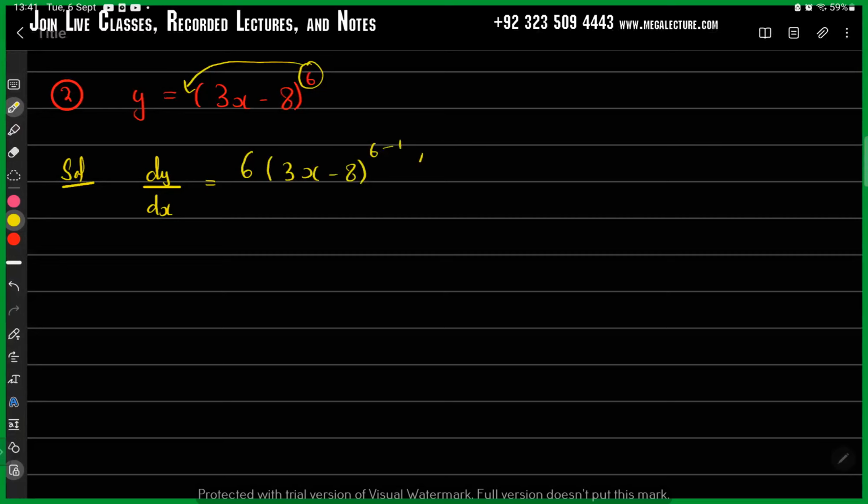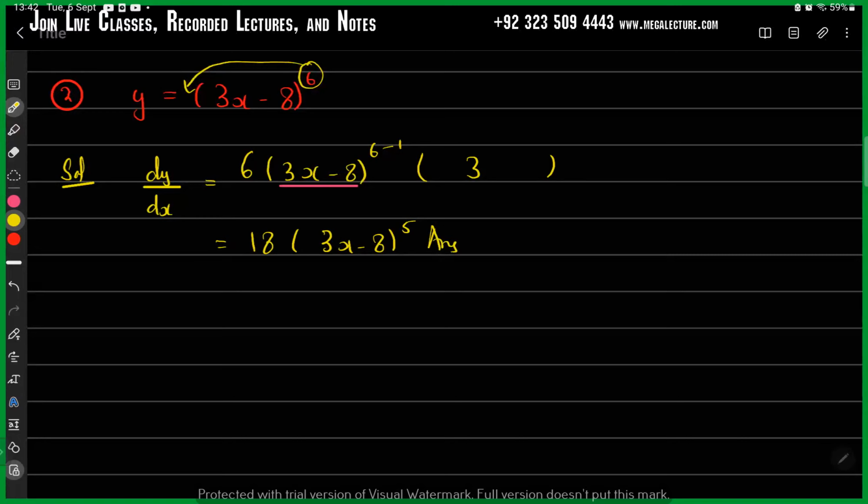And lastly, since we don't have a variable, it's something inside the brackets, you are supposed to differentiate this thing and write that as well. So what would be the derivative of 3x minus 8? 3. It would be 3 only. Very good. So 6 multiplied by 3 is 18. And then we have 3x minus 8 power 5. And this is going to be the answer.